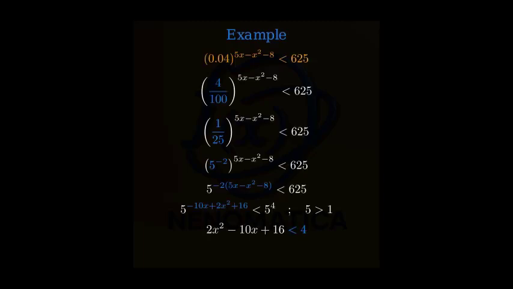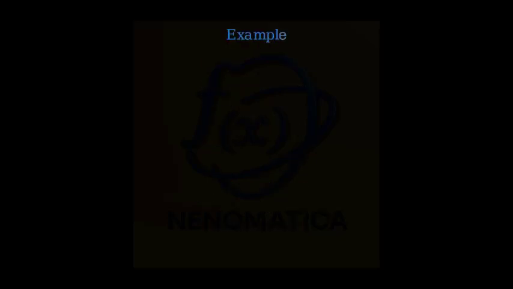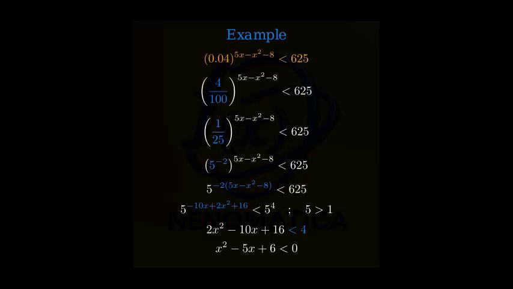Since both sides now have the same base, 5, and 5 is greater than 1, we can directly compare the exponents. This gives us the inequality 2x squared minus 10x plus 16 is less than 4. We can divide the entire inequality by 2 to simplify it further. This gives us x squared minus 5x plus 6 is less than 0.